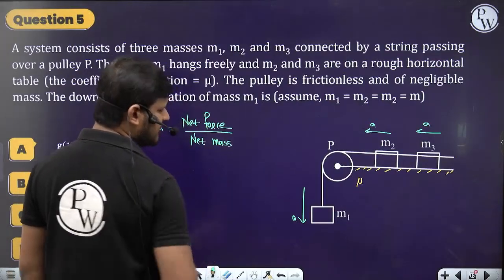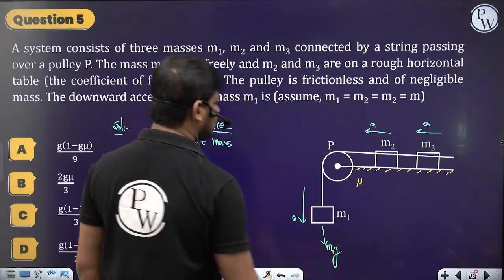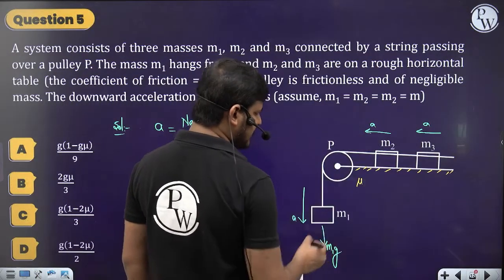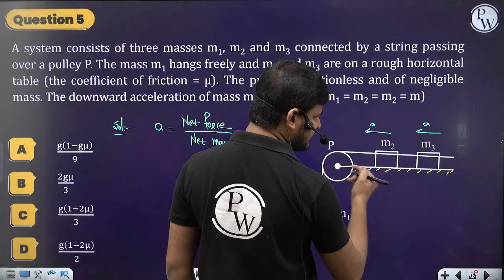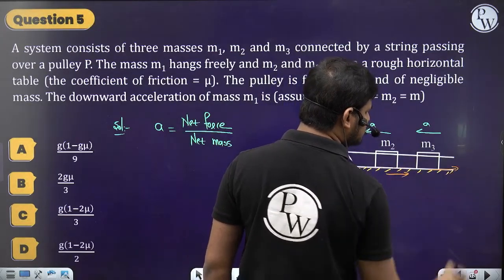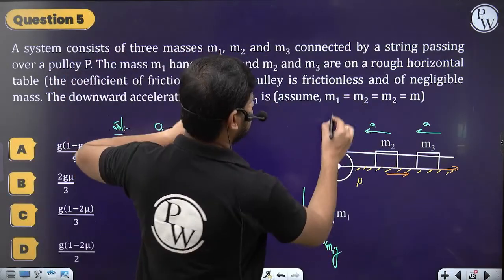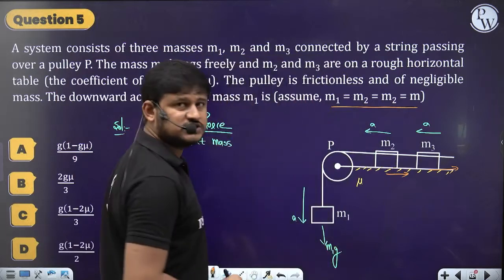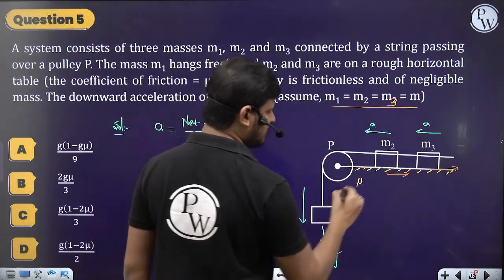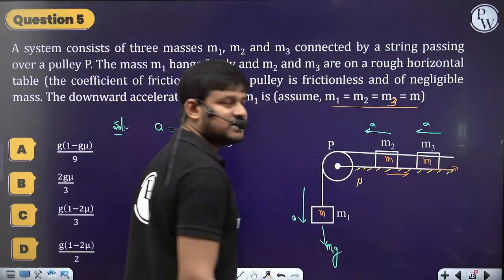The force that is acting here is m1g, right? And as it slides to this side, the friction force acts this side, and here the friction force acts this side. They said all three masses are equal. So assume m1 is equal to m2 is equal to m3 is equal to m. All three masses are equal, so each is of mass m.